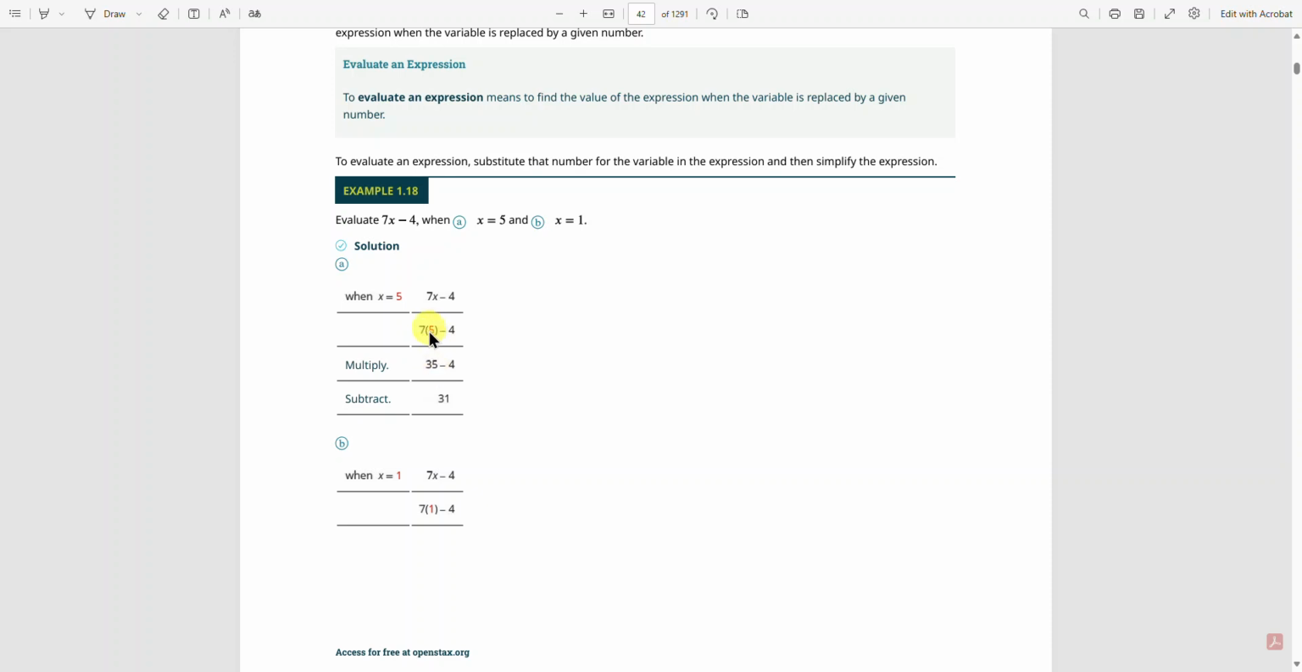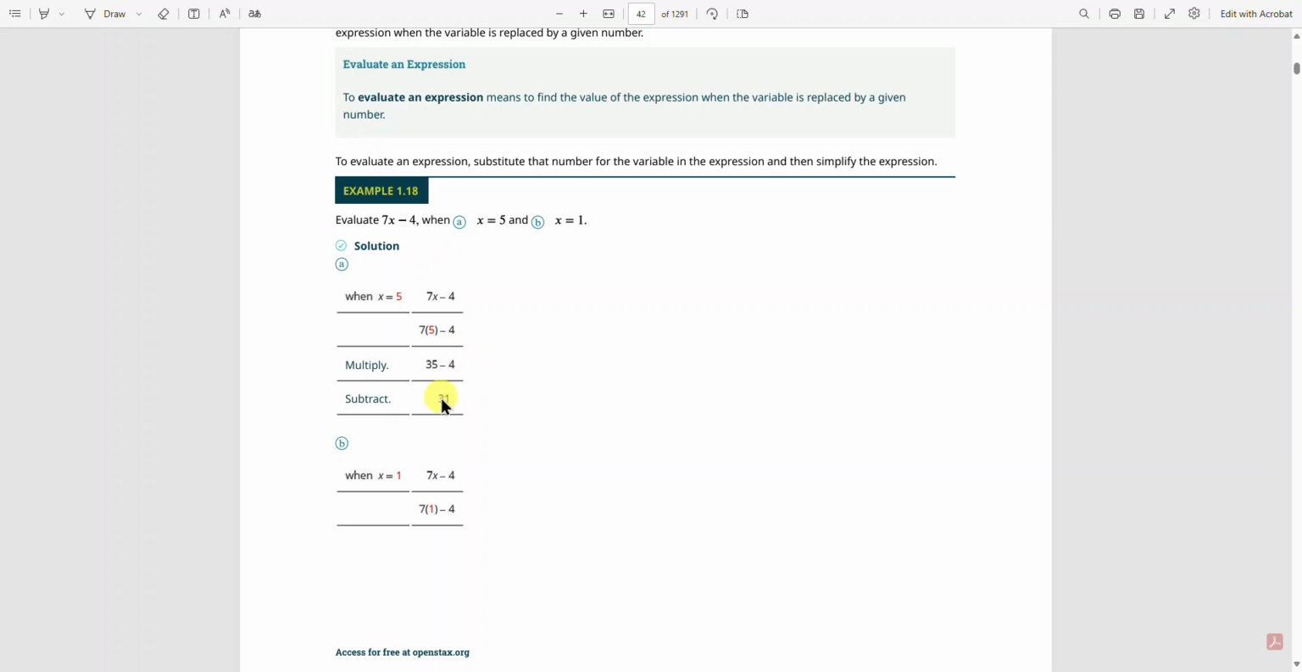And so we rewrite, we simplify the solution and write 35 minus 4. And then seeing that all we have left is a subtraction, we simplify that by performing that operation. 35 minus 4 leaves 31. So the value of this expression when x equals 5 is 31.